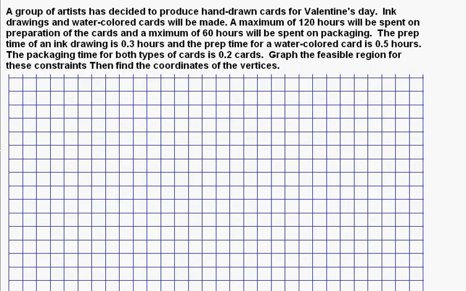The prep time of an ink drawing is 0.3 hours, and the prep time for a watercolor card is 0.5 hours. The packaging time for both types of cards is 0.2 hours. Graph the feasible region for these constraints, then find the coordinates of the vertices.